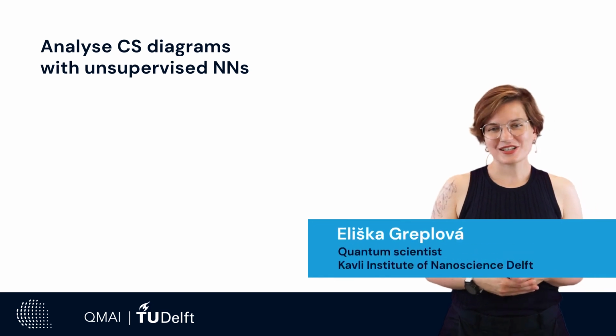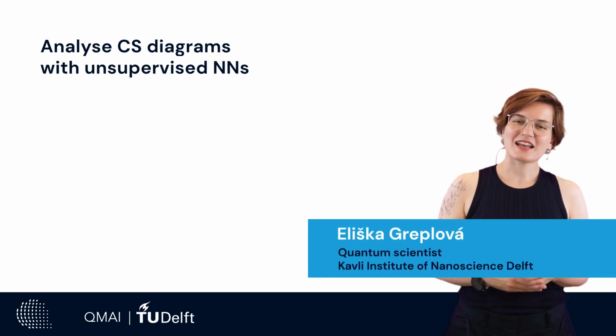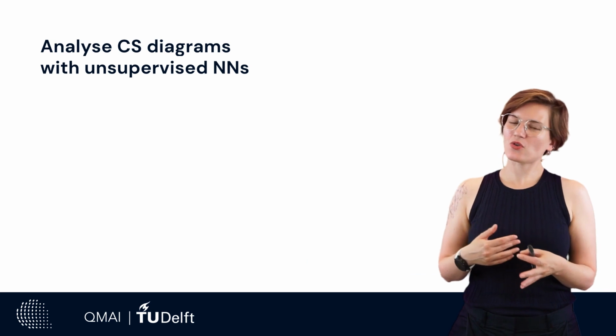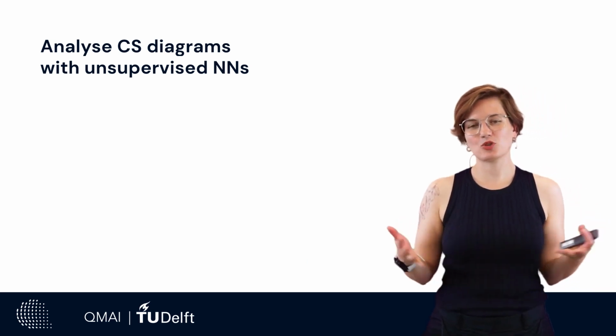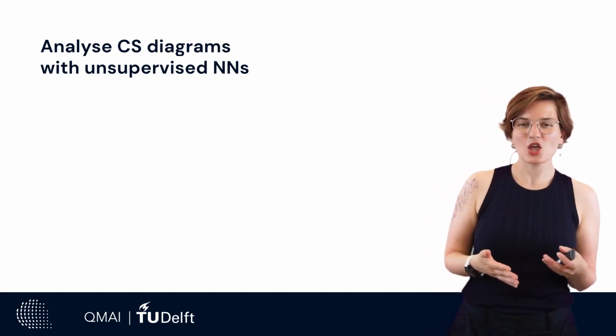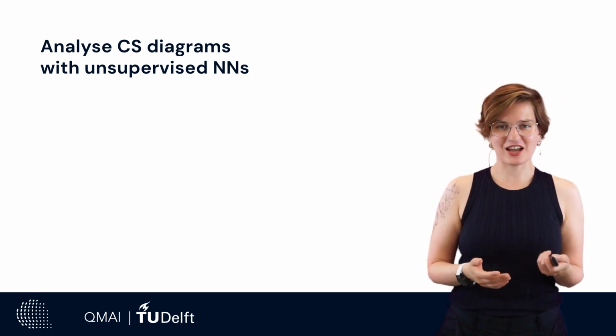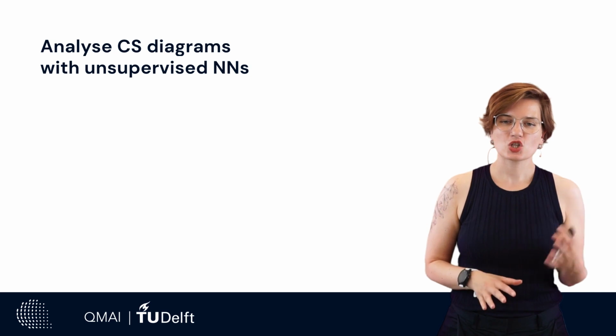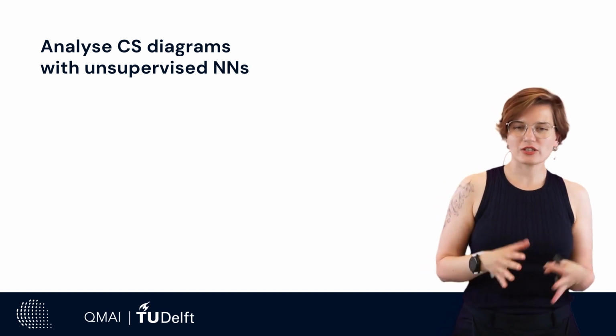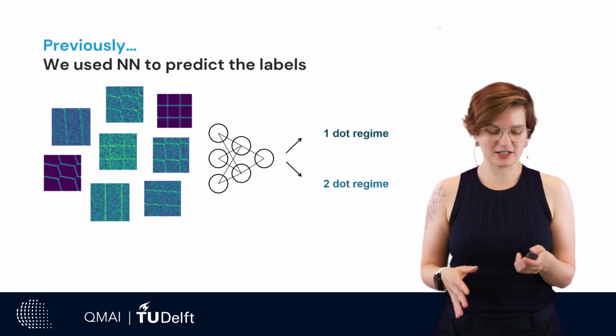Welcome back. Now that we understand how to use simple clustering, let us understand if we can also use neural networks, since we put so much effort into learning them, to do some unsupervised things with charge stability diagrams. Before, we saw some different flavors of this task.